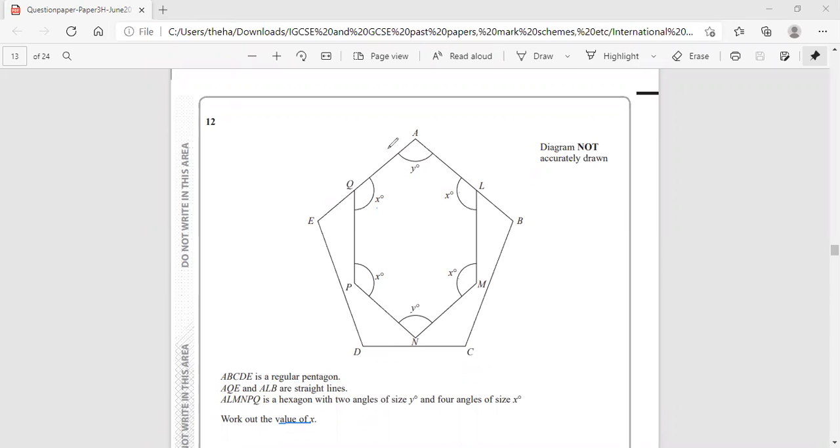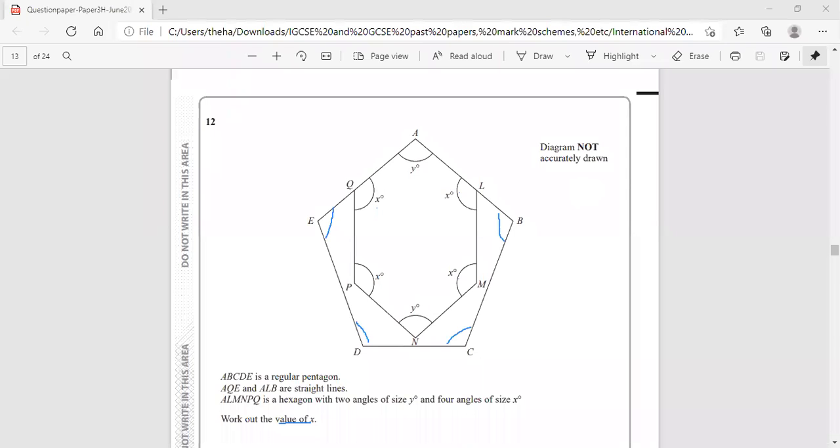To do this though, we're going to have to work out y first, and this is a regular pentagon, which means that all the angles on the inside are equal, so they're all y. If we work out one of these, we know what y is, and y is also here, so we know what this is and this is. That's the first step. So let's just do that.